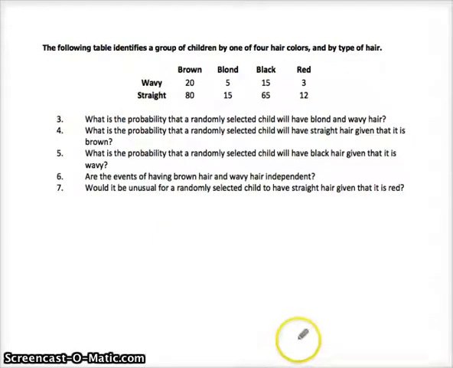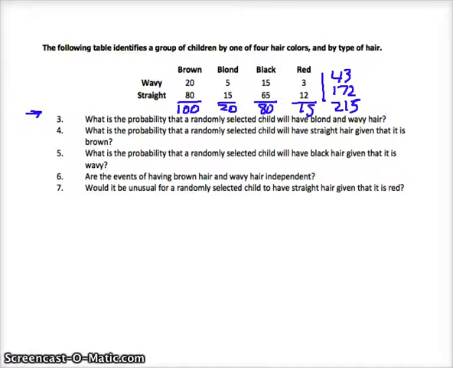Now, let's take a look at this chart, okay? Look at question number 3. Before we look at question number 3, we need to go through here and add up all of the rows and all of the columns, okay? Okay, I did that. Now, how about number 3? What's the probability that a randomly selected child will have blonde and wavy hair? Blonde and wavy. See? 5 out of what? 5 out of the total, which is 215.